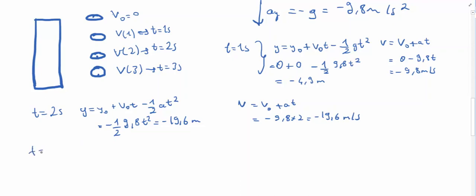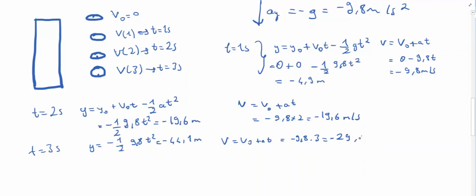Lastly, for the third second, y is equal to minus 1 over 2 times 9.8 times t squared, which is equal to minus 44.1 meters. For velocity, minus 9.8 times 3, and that should equal minus 29.4 meters per second. Okay.